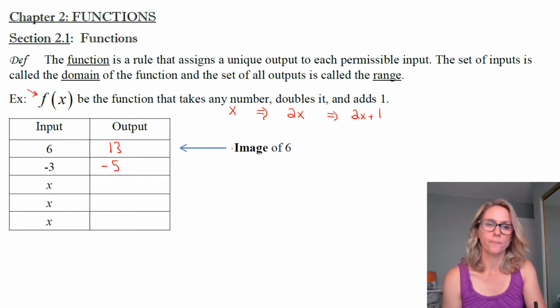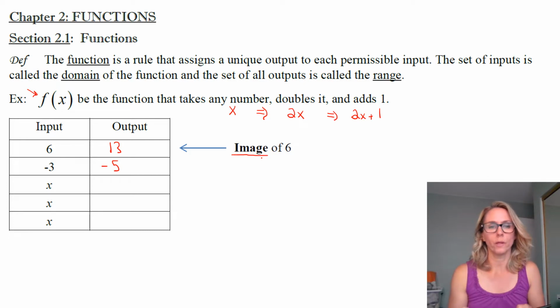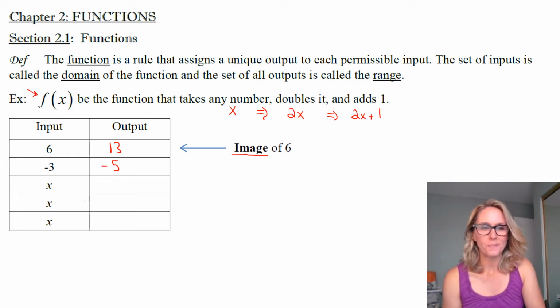So notice, you won't see this terminology that much, but technically that 13 is called the image of 6, just like the -5 is called the image of -3. But again, you won't see that much.